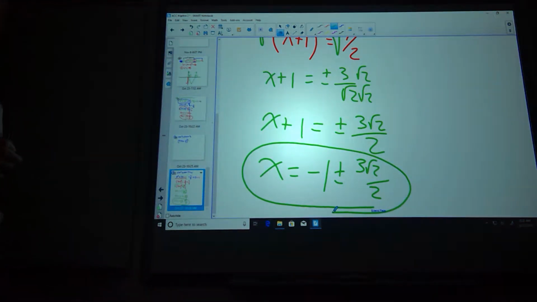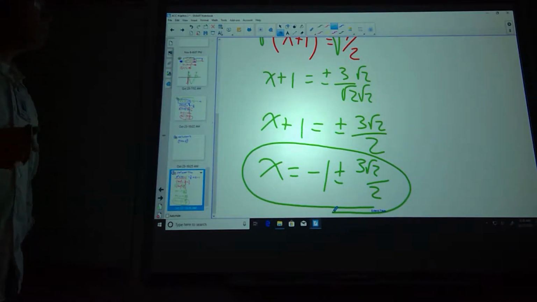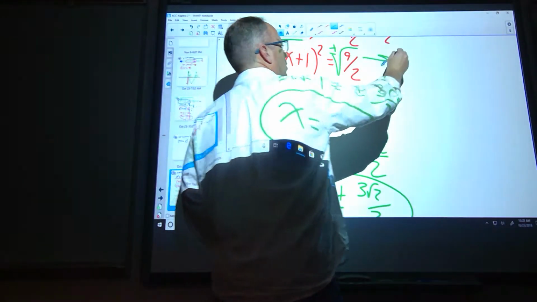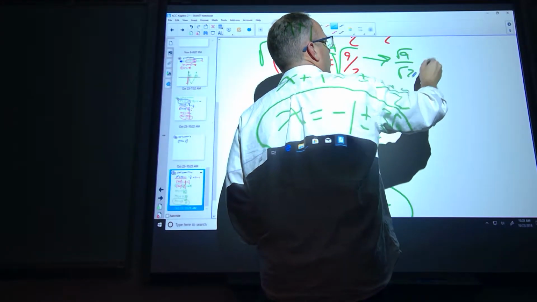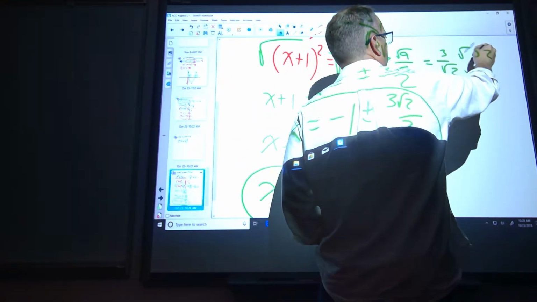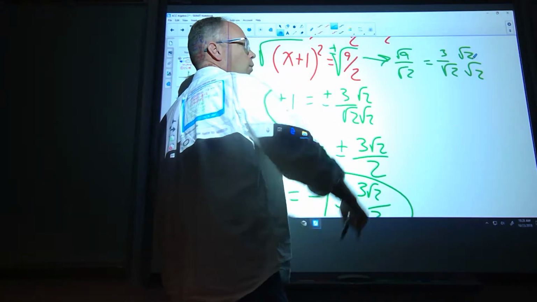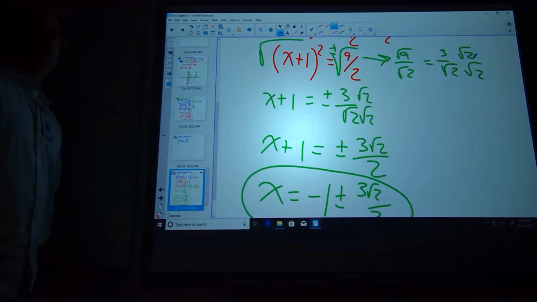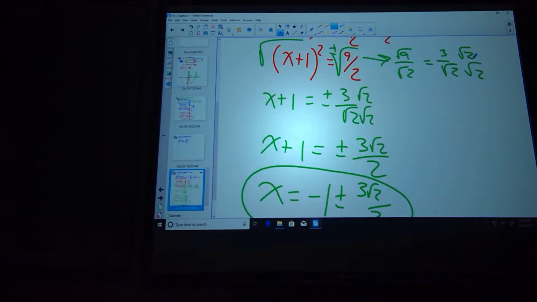You had 9, so I just broke this into this. That gave me this. And then I multiplied top and bottom by root 2 and root 2, which gave me the 3 root 2 over 4, or 3 root 2 over 2. I was just rationalizing it as I went along. Anything else?